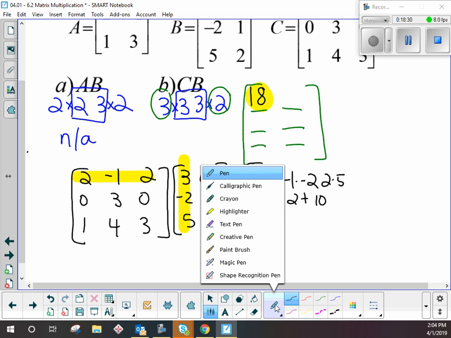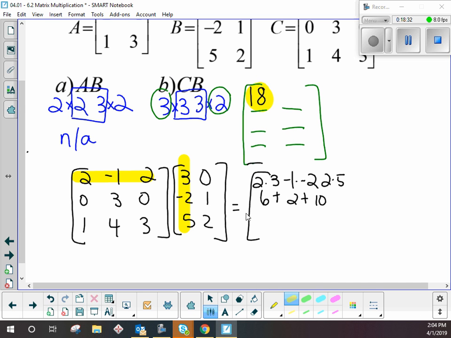Now you are welcome to find your own pattern that you like to fill in your matrices. I like to just stay with the first row and move over to the second column. So I'm going to find this piece right now. Okay, which row is that? Row 1, column 2. So my matrices that I'm multiplying, I need row 1, column 2 now. And I'll find the dot product of those.